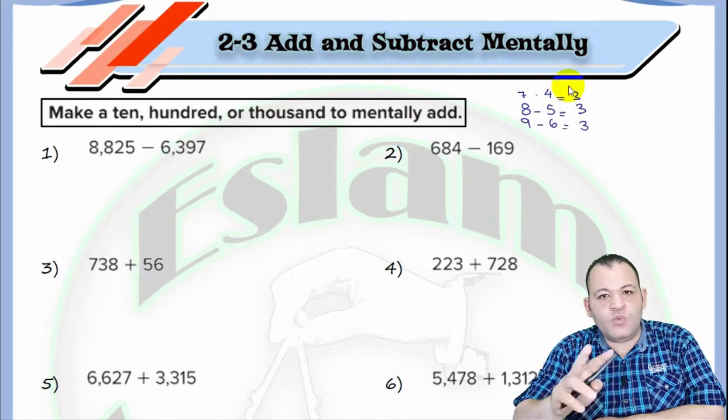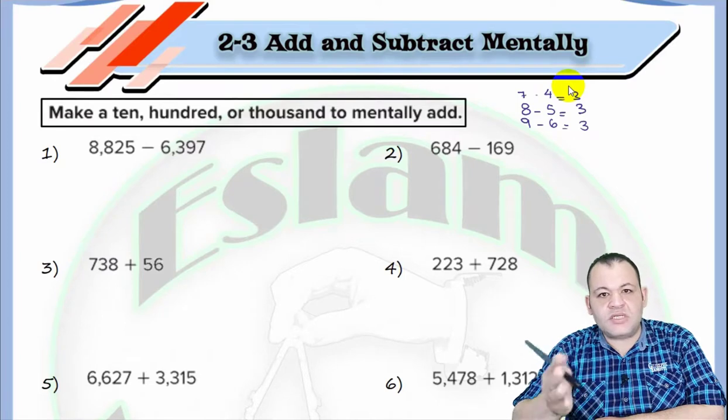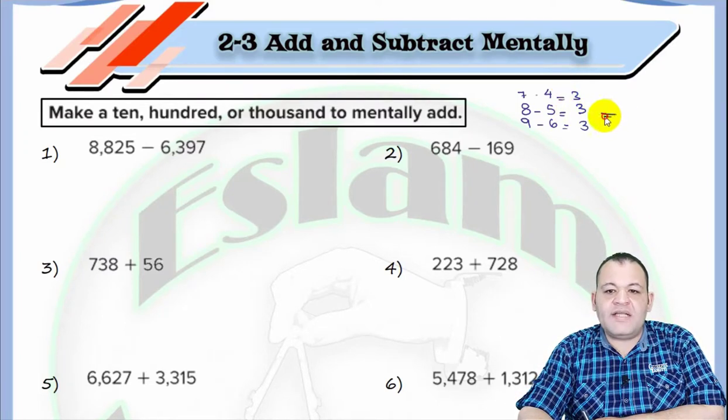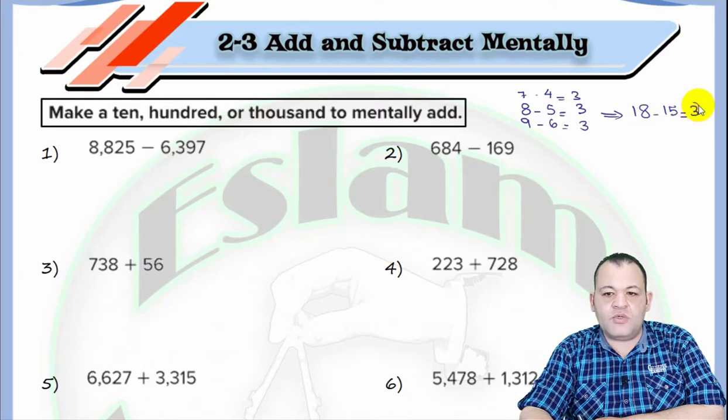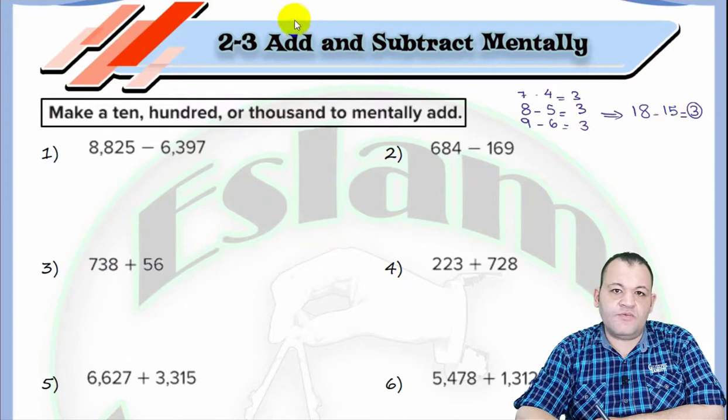It means if you add 1 to both terms or subtract 1 from both terms, you will find the same difference. It's not necessary to be 1. You can choose any number. For example, if I add 10 to 8, it will be 18. And if I add 10 to 5, it will be 15. If you subtract them, the answer will be 3. Then, by adding the same number or subtracting the same number from the two terms of the subtraction, you will find the same difference.